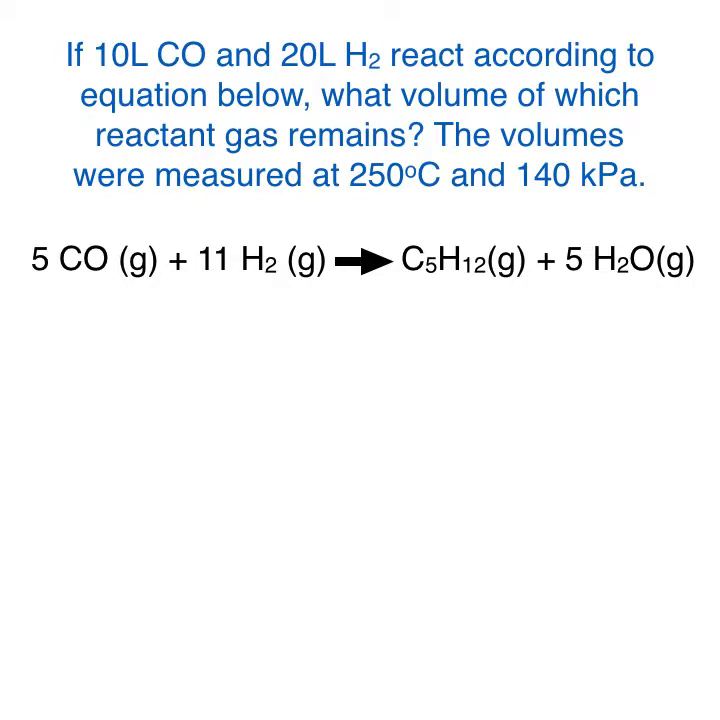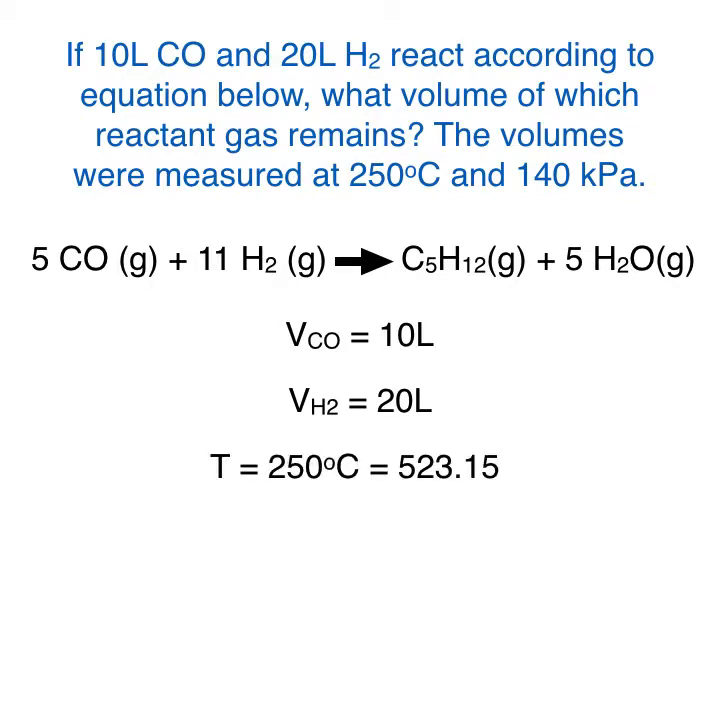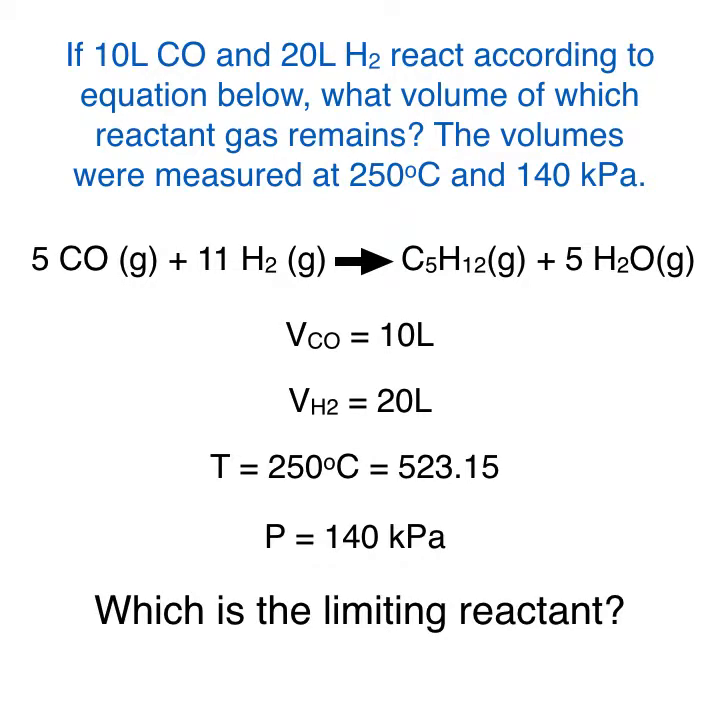Let's begin by noting down all the information we've been given. From the problem, we know that the volume of carbon monoxide gas is 10 liters, the volume of hydrogen gas is 20 liters, the temperature is 250 degrees Celsius, which we must convert to Kelvin by adding 273.15, and the pressure is 140 kilopascals. Since we've been given the volume of both reactants, we know that this must mean we have to determine our limiting reactant.